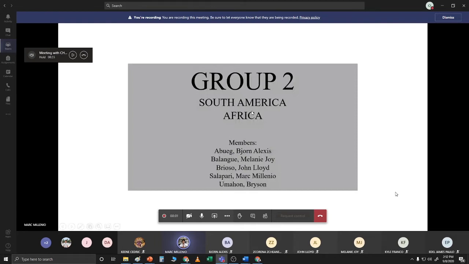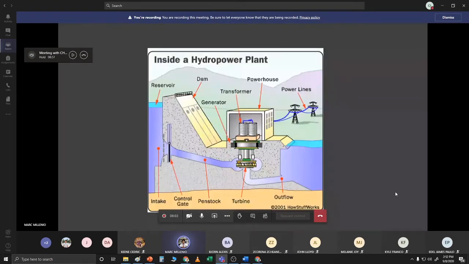So ito po yung nasa loob ng isang hydropower plant. There's a reservoir, dam, generator, transformer, powerhouse, power line outflow, turbine, penstock, control gate, and intake.